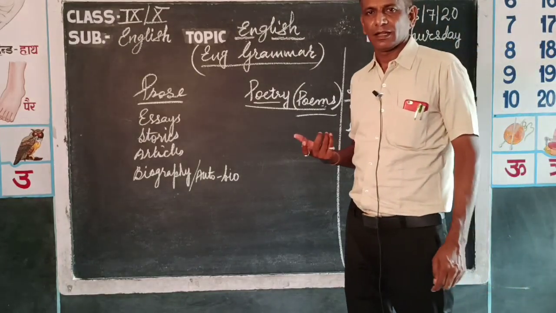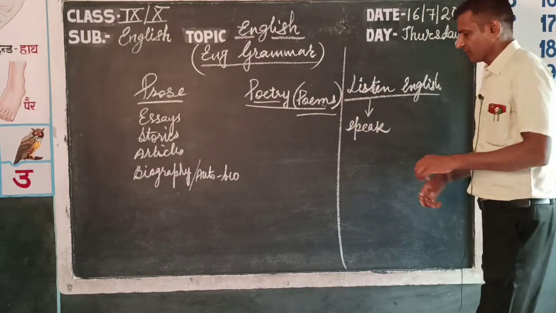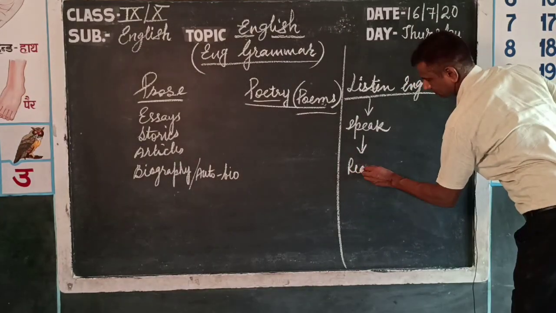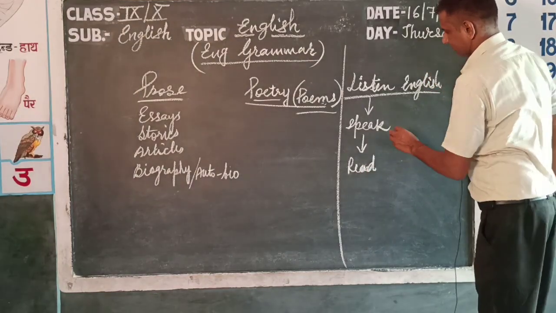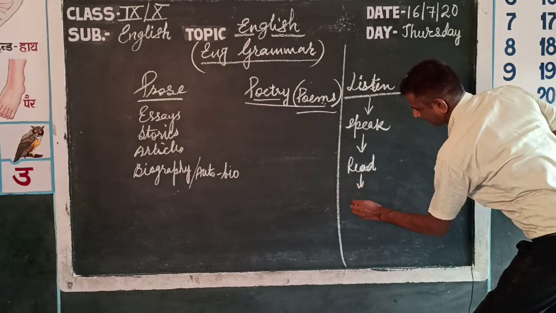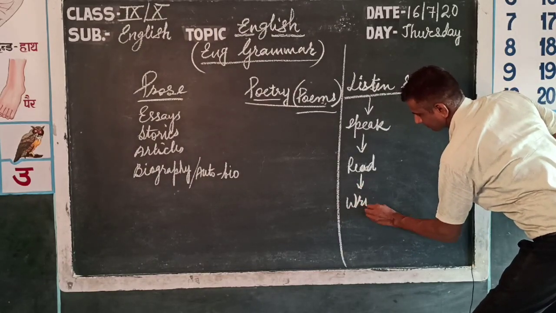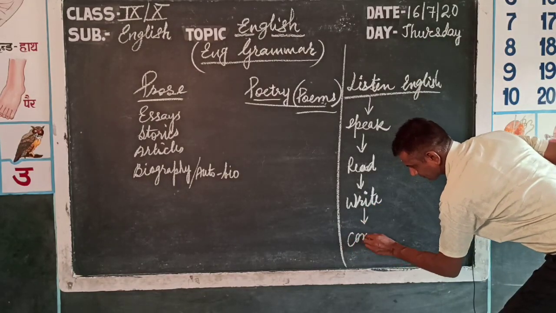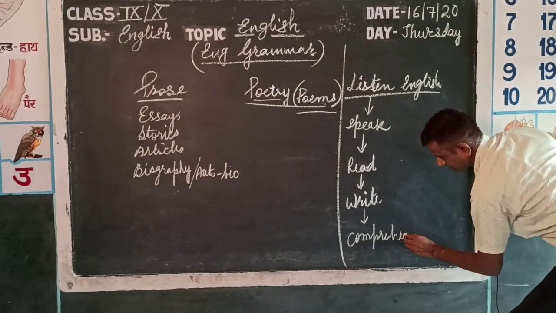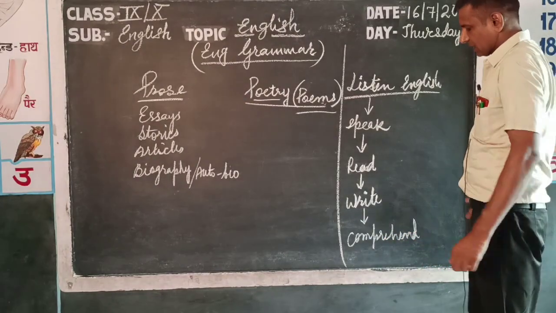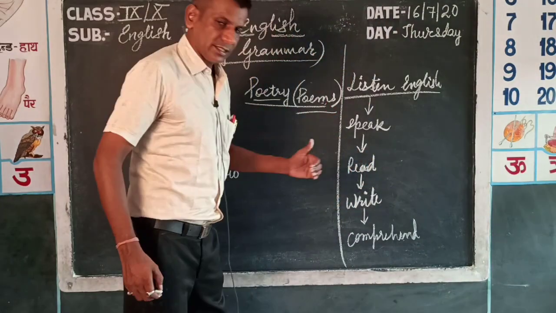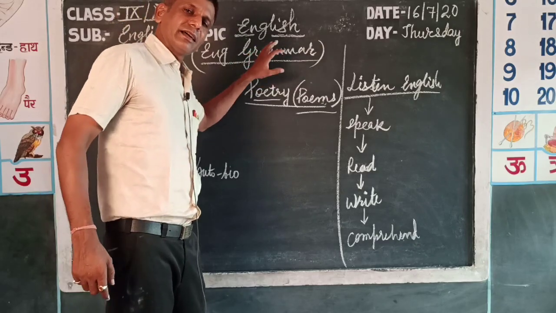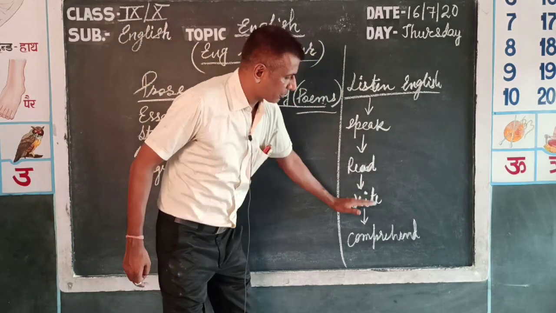Speak it well. When you listen, you can speak it well. Then the third skill comes, read. And then write, and then comprehend. This is the process when you study English in your class, whether as a subject.